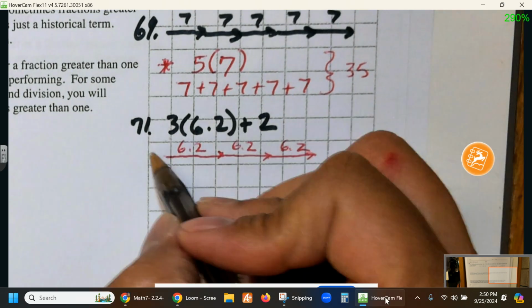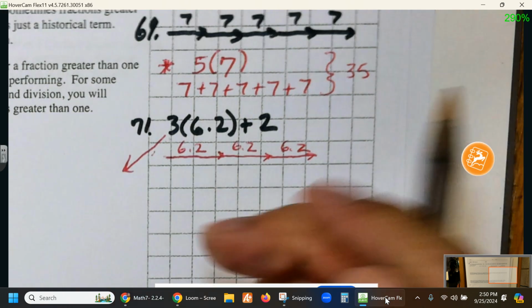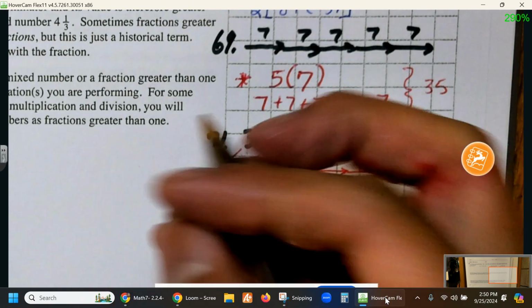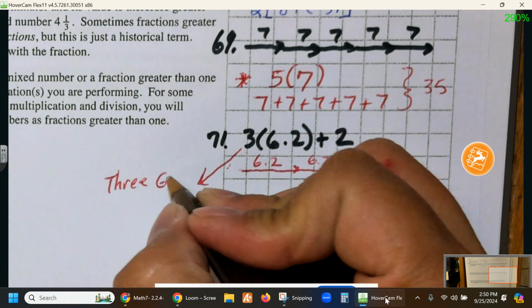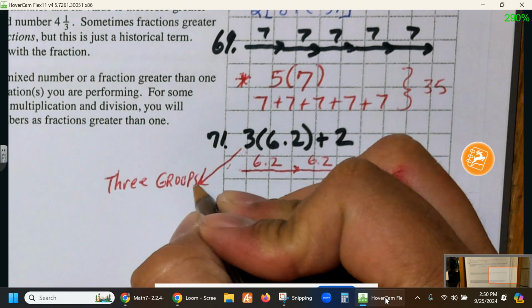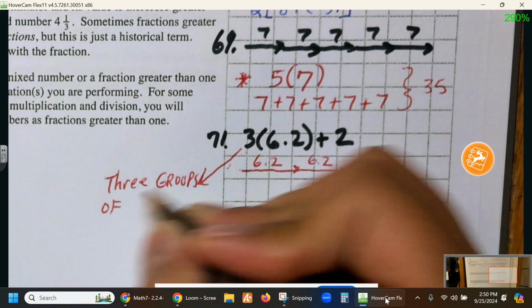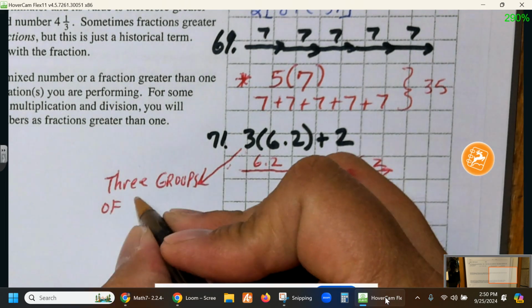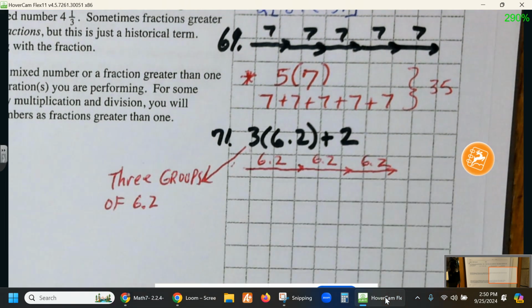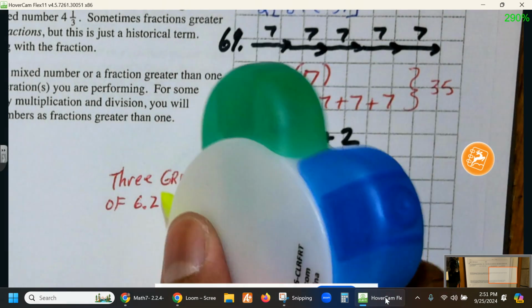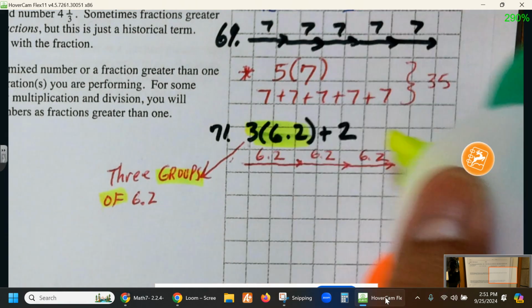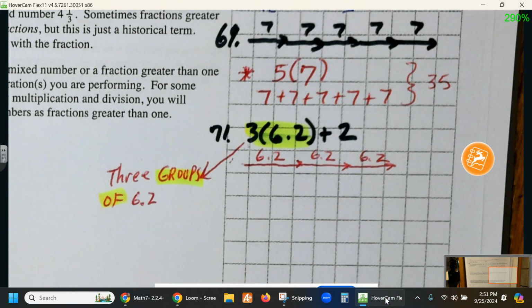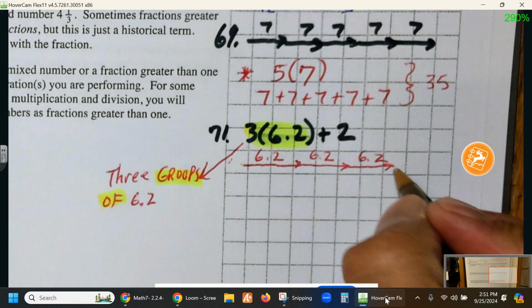Okay, so the way we would say this, which is kind of new to our vocabulary, is we would say 3 groups of 6.2. Okay, and this is kind of our new vocabulary. Groups of. The parentheses means 3 groups of 6.2. Okay, and then his last step is going to be 2.